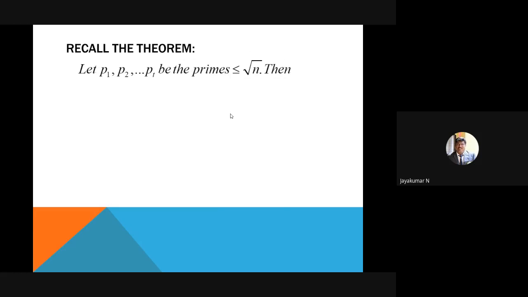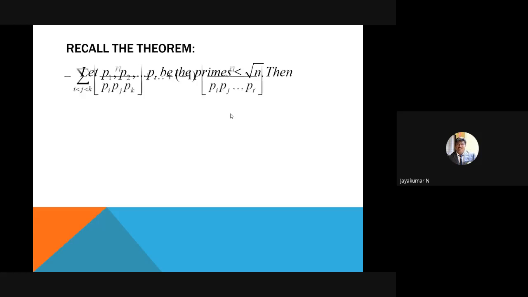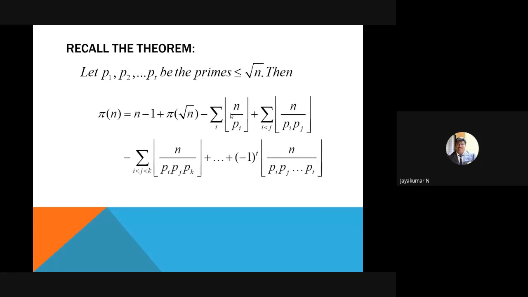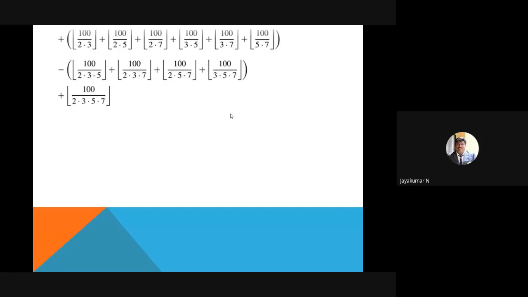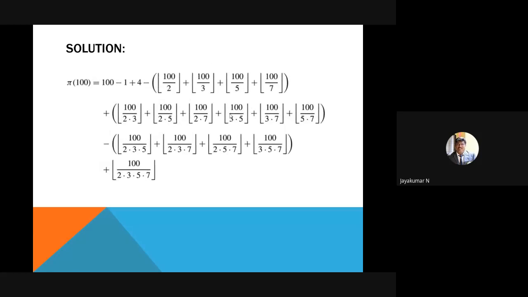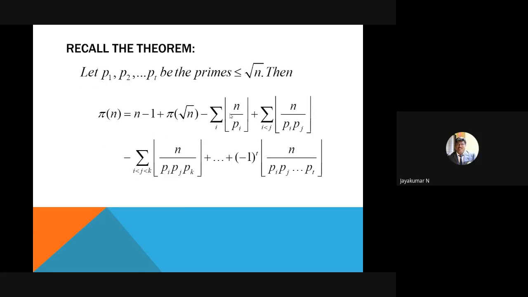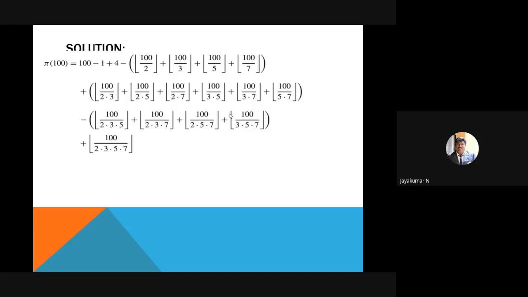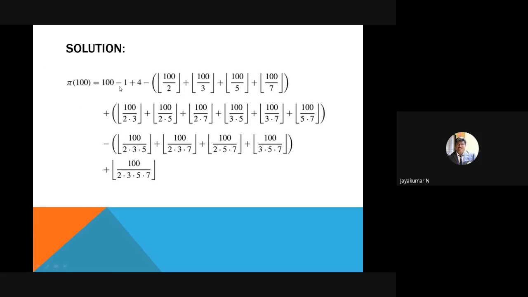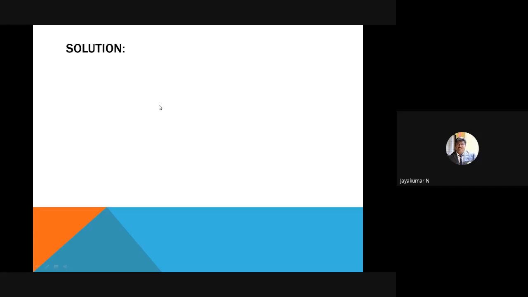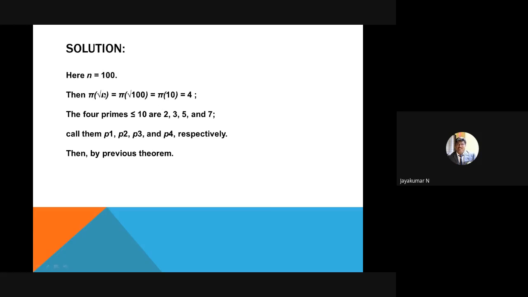So what's the theorem? P1, P2, ..., Pt are the prime numbers which are less than or equal to root n. Then we have a formula. Just write the formula. Pi of n, where n is 100. So here I write pi of 100. Then n is 100, minus 1, plus pi of root 100. Pi of root 100 is nothing but 4.